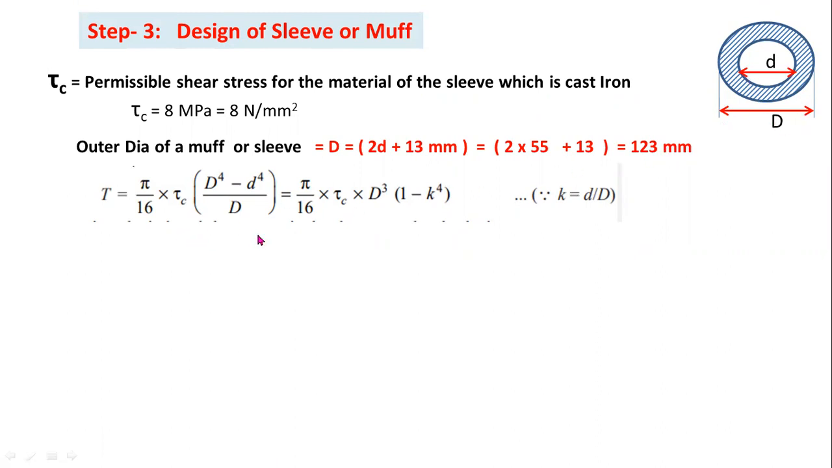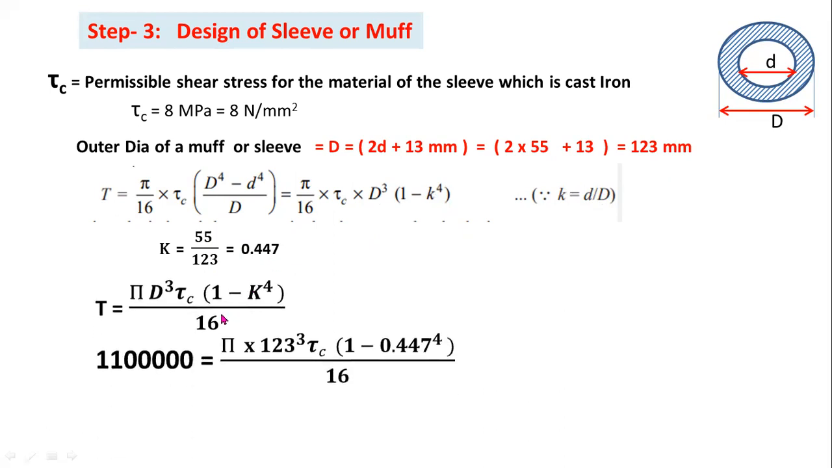This is the formula for torque transmitted by the hollow shaft. You have to consider the sleeve as a hollow pipe, hollow shaft. That's why I am considering torque for hollow shaft. Torque T = π/16 × τc × (D⁴ − d⁴)/D, or you can also use this formula, torque T = πD³/16 × τ × (1 − k⁴). Here k equals inner diameter by outer diameter. Inner diameter small d equals 55 mm, outer diameter capital D equals 123 mm. So this is the value of k: 55 is the inner diameter, 123 is the outer diameter, equal to 0.447.